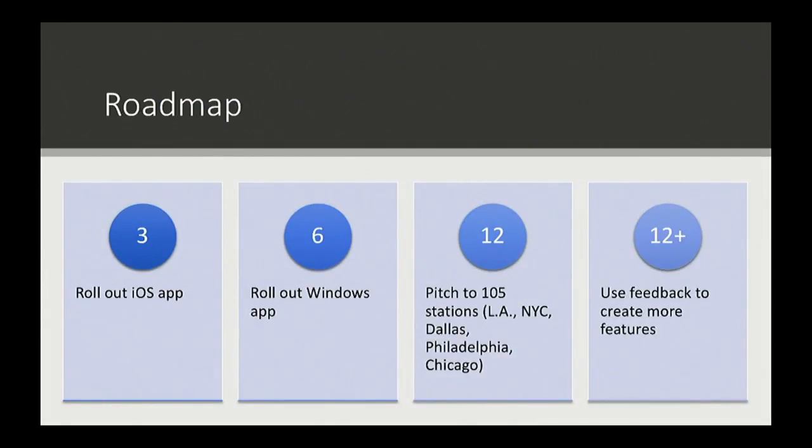For our roadmap, in 3 months, we plan to roll out an iOS app. In 6 months, we plan to roll out and develop the Windows app. In 12 months, we plan to pitch to 105 stations across LA, New York City, Dallas, Philadelphia, and Chicago. These are major hubs of news that have a wide variety of newsrooms that we can pitch to.